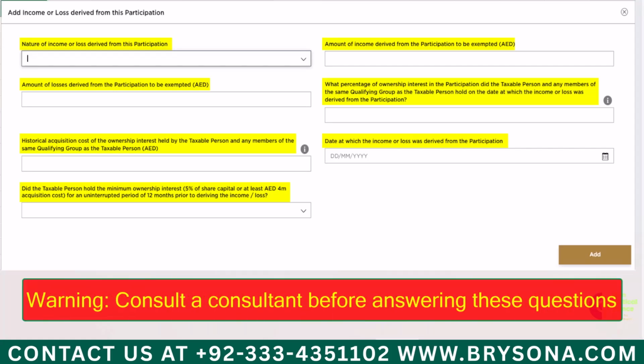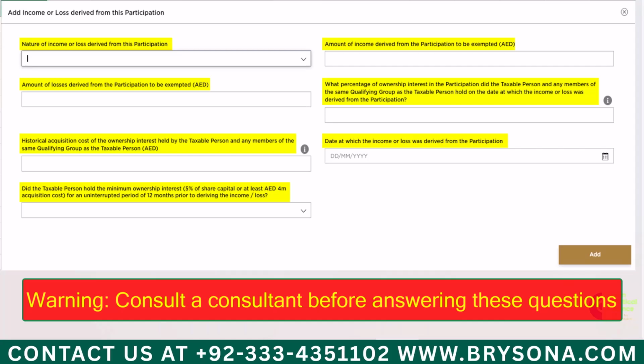These seven questions are a little bit tricky. It is recommended to answer these questions after consulting a corporate tax consultant. Answering these questions in a casual way may attract non-compliance, and the corporate tax return filer may face penalties. So don't forget to consult an expert before answering these questions.